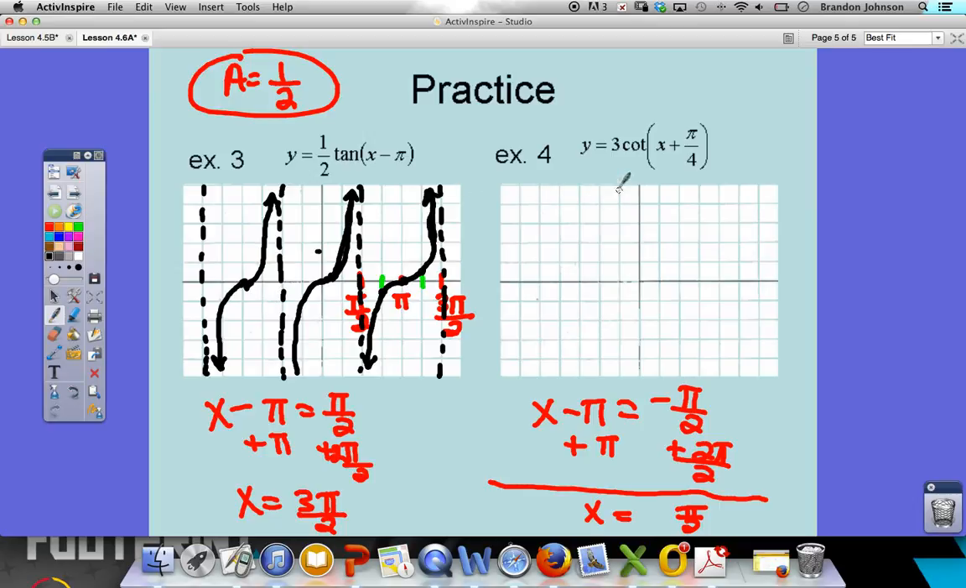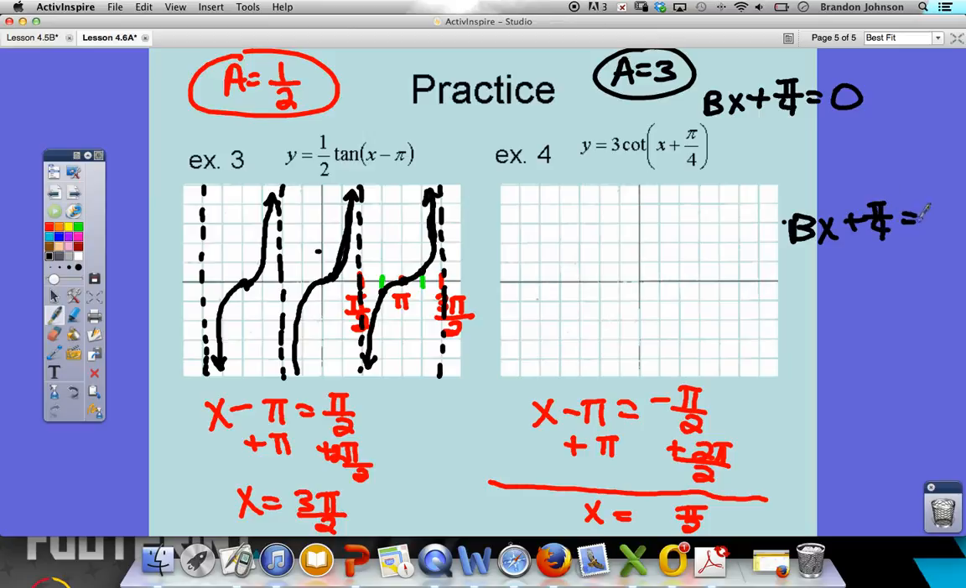Okay. Again, cotangent. Real quick, we know that because of this, our amplitude is 3. A is equal to 3, and we know that, I'm sorry, not AX, I don't know what I was thinking, BX plus pi over 4 equals 0. And BX plus pi over 4 equals pi.